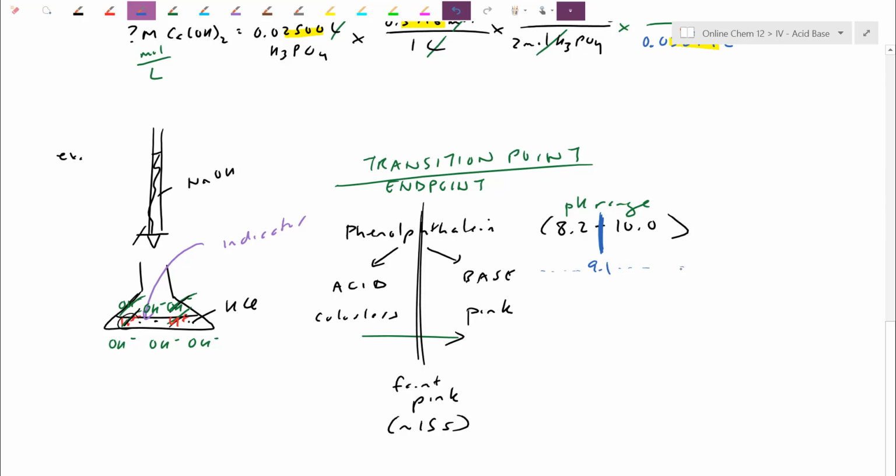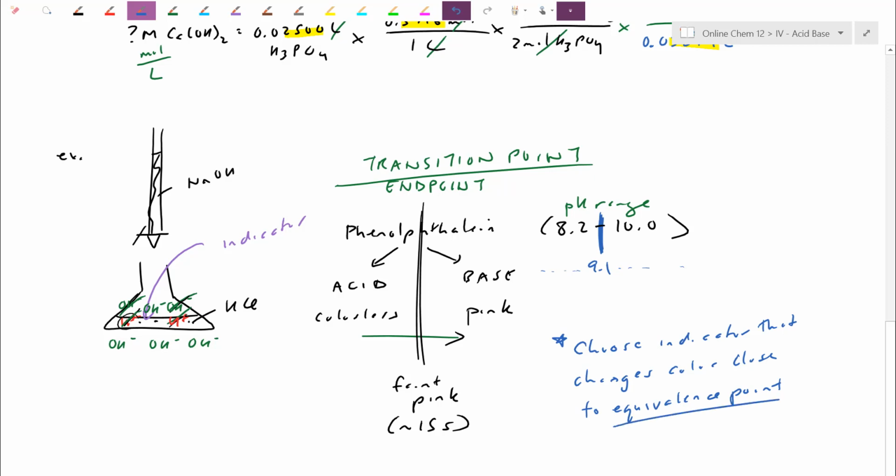So more on indicators later on. We want to choose an indicator. Let me make that note right here. So you want to choose an indicator that changes color. We'll talk about why and when it changes color in a later lesson. Changes color close to the equivalence point. So the stoichiometric point here where there's actually no excess.